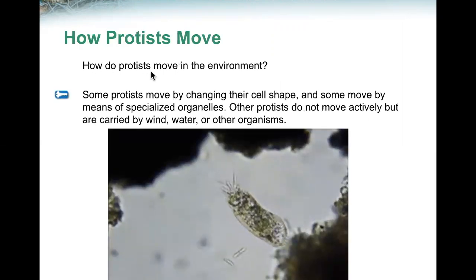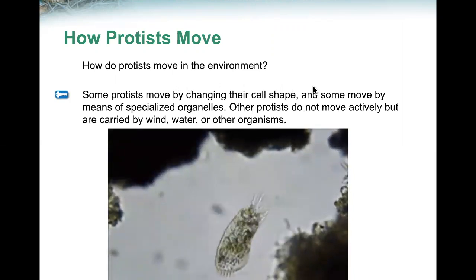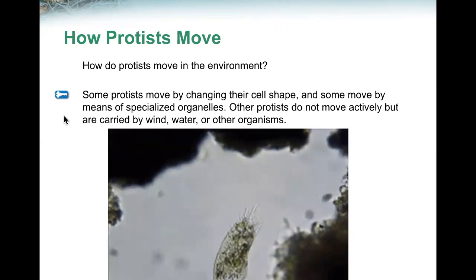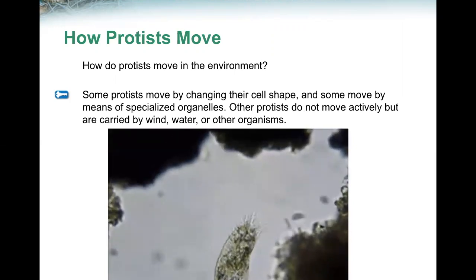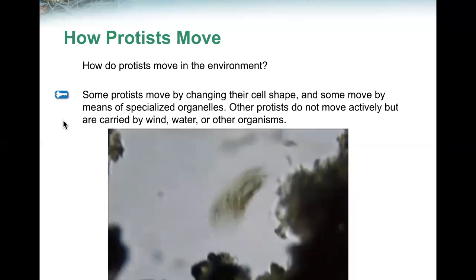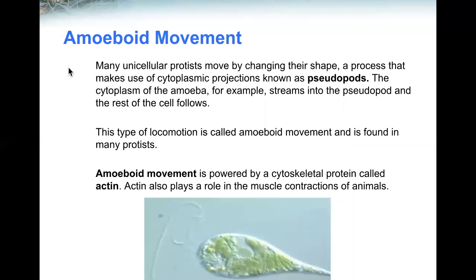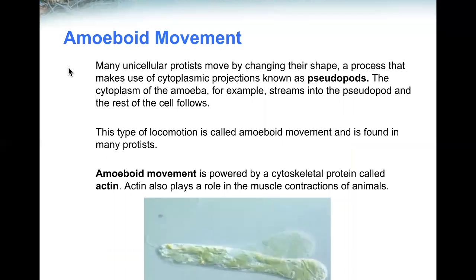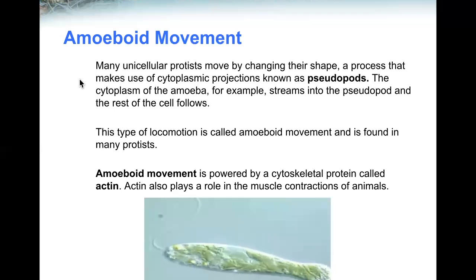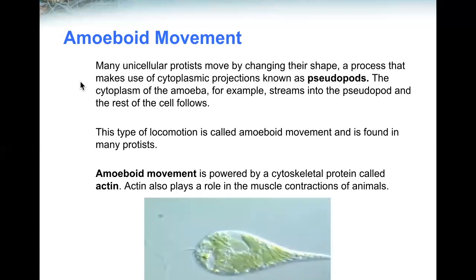How do protists move in the environment? Some protists move by changing their cell shape, and some move by means of specialized organelles. Other protists do not move actively but are carried by wind, water, and other organisms. Many unicellular protists move by changing their shape, a process that makes use of cytoplasmic projections known as pseudopods.